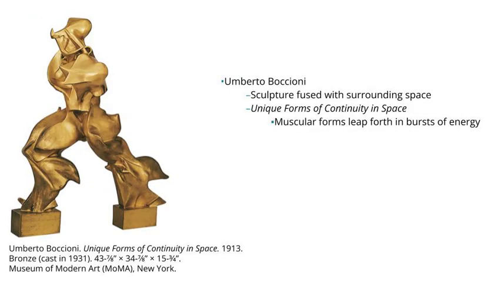Now, we've still got this idea of capturing the essence of motion in something that is still, but moving it into sculpture. We have Umberto Boccioni, who made sculpture that is also fused with the surrounding space. The separation between the two legs, the air that moves between and around this piece, is just as much a part of the piece as the artwork itself. And these very muscular forms, completely abstracted, leap forth in bursts of energy, and you really get the idea of this figure moving, although it never moves because it is a still sculpture.